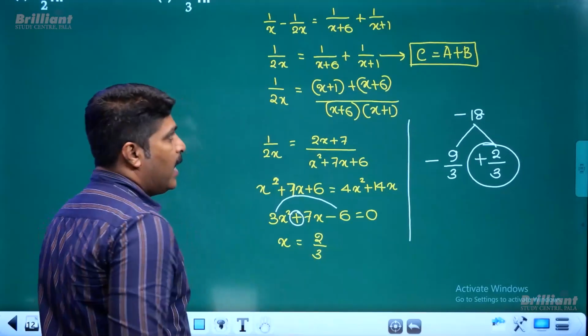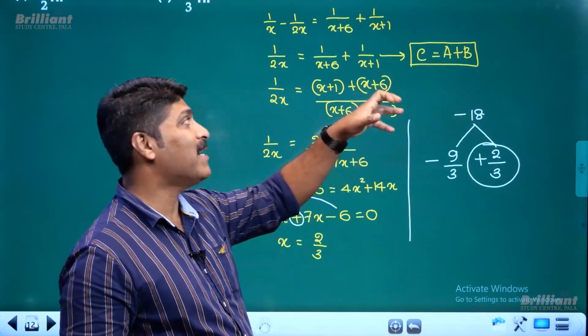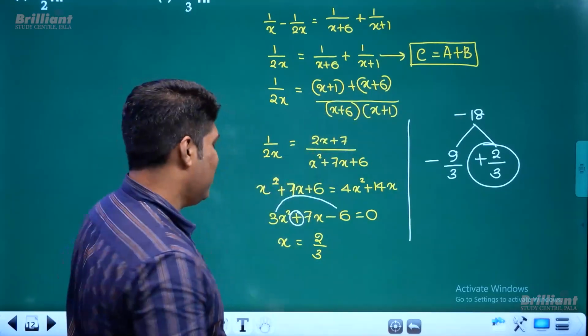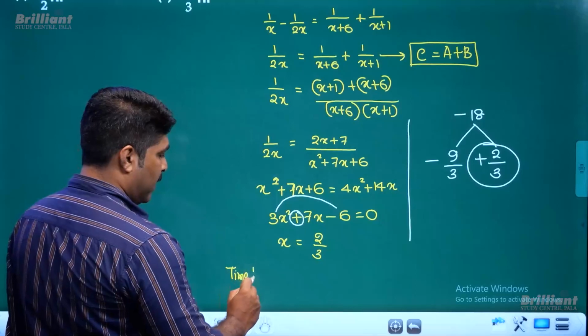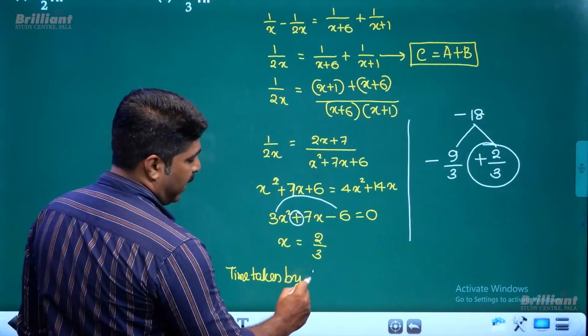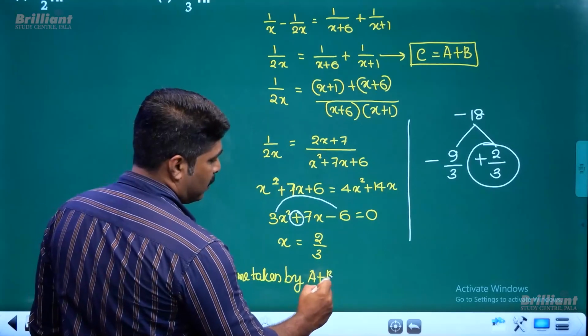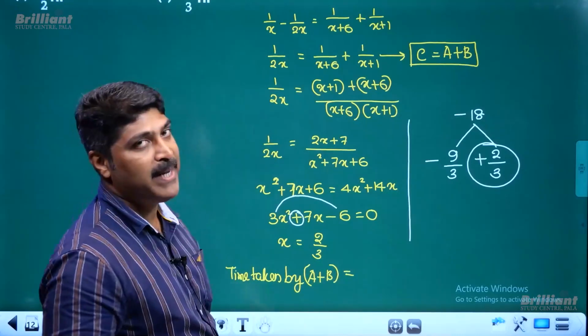So if you are taking the positive root here, x is equal to 2 by 3. And understand, or just recall this point. We are going to find out the time taken by A and B. Correct? So what is the time taken by A and B? We already mentioned that that's the same as the time taken by C.